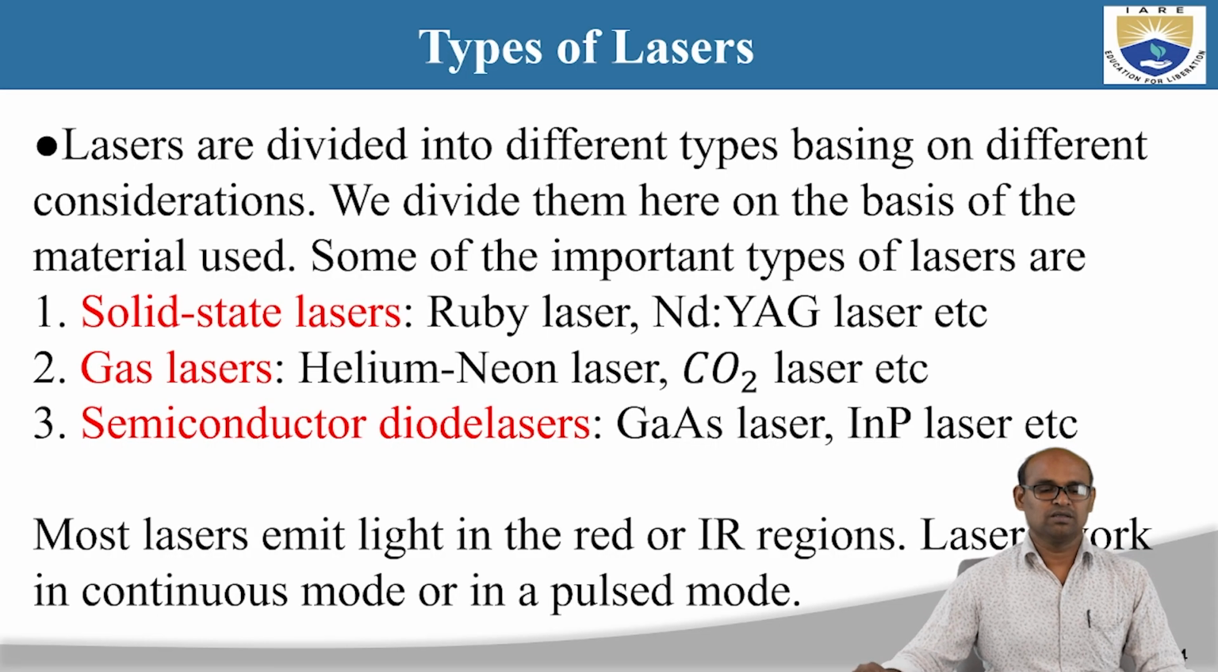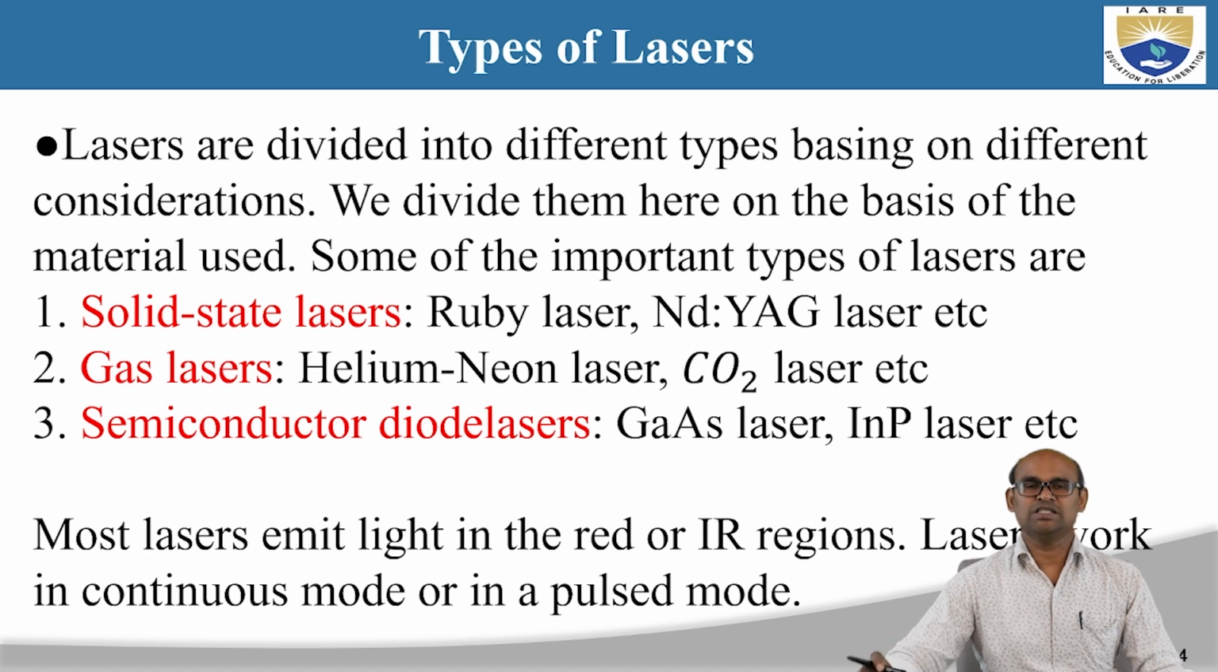Lasers are divided into different types based on different considerations. We divide them here on the basis of the material used. Based on what kind of material we use to fabricate the laser, we classify these lasers into three different types. The first one is solid state lasers. The material we are using is basically solid state material, so that is why we call these solid state lasers.